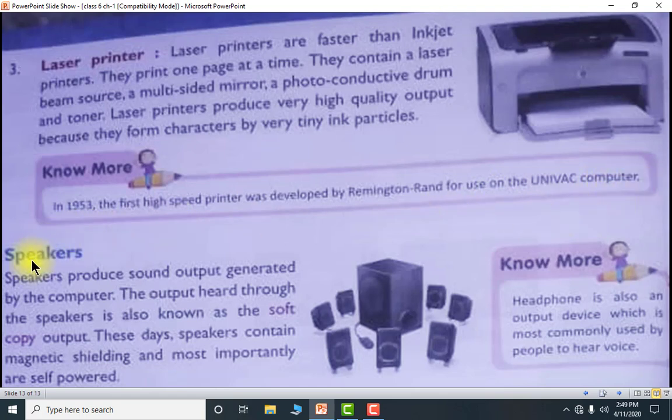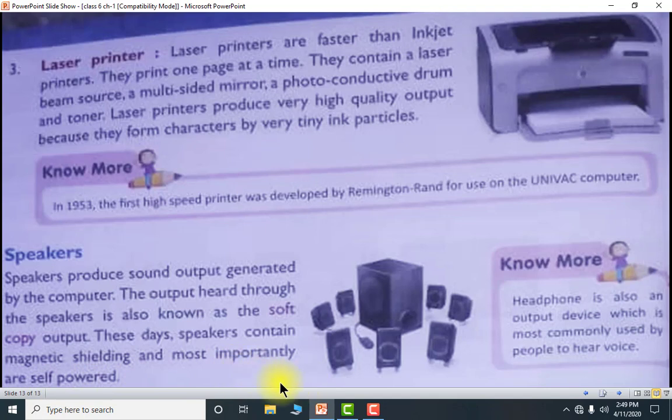Okay, and the last topic of this lesson is speakers. I think all of you have seen speakers. Speakers produce sound output generated by the computer. The output heard through the speakers is also known as soft copy output. These days, speakers contain magnetic shielding and, most importantly, are self-powered.